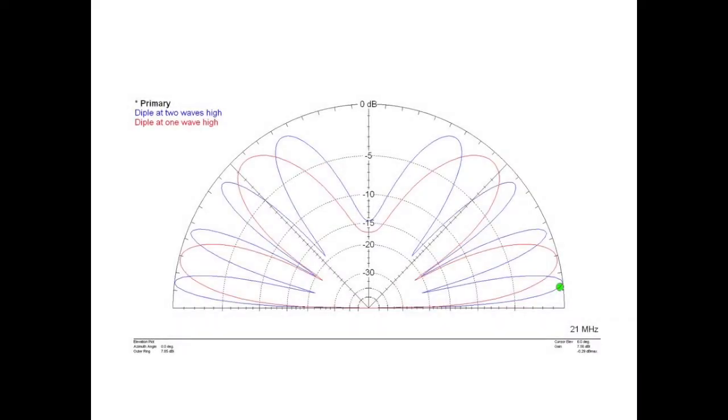Now, this next chart compares a dipole 1 wavelength high in red to a dipole 2 wavelengths high in blue. Notice the higher the dipole, the more lobes you have, the more nulls you have. And of course, the higher the antenna, the lower the first peak is.